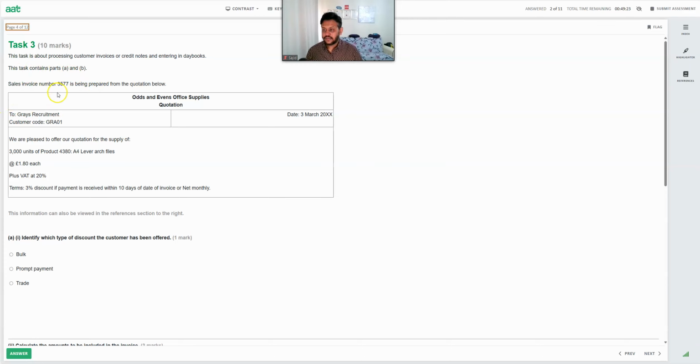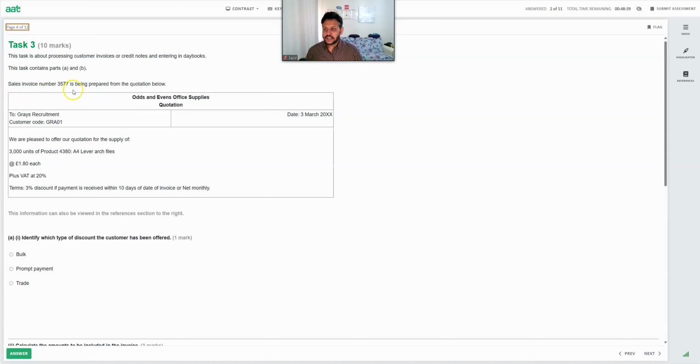All right, sales invoice number 3577 is being prepared from a quotation below. Quotation means it's the reply of the inquiry. For example, if we would like to buy a computer and we send some inquiry to Dell, to HP, to Lenovo, to Mac, asking like, I need 100 computers with that configuration, so how much will be the cost? So they send me the quotation. They say based on your inquiry, that would be the price. So the price they're offering me, that's the quotation for me. Remember that quotation is not an order. Quotation is just an open offer. I can accept it or I can decline it.